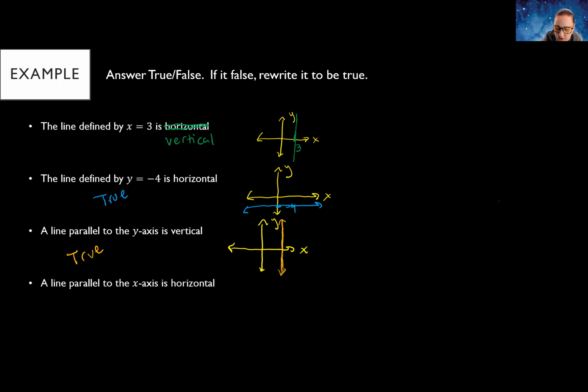And then this last one: a line parallel to the x-axis is horizontal. I'm going to label my x and y. If I'm parallel to the x, then I need to have the same shape and direction. The x-axis is horizontal, so my parallel line is also going to be horizontal. So that is true. The only one here that was false was the first one, and x equals a number gives us a vertical line, not a horizontal.